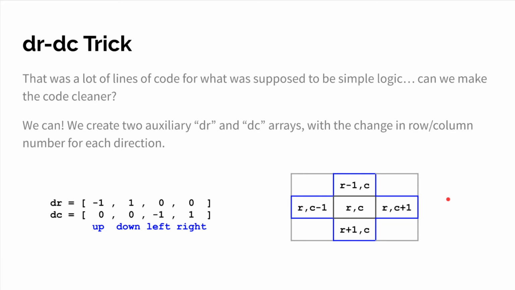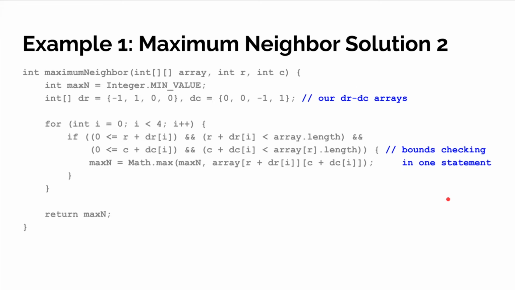And now we can just simply loop through these dr and dc arrays in order to have cleaner, more condensed code, and not have to worry about 4 different pieces of logic in 4 different locations. So if we were to actually condense our code using dr and dc arrays, we see that we just have bounds checking in one statement, right?